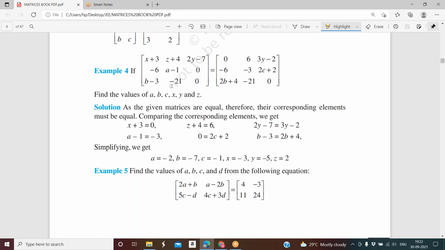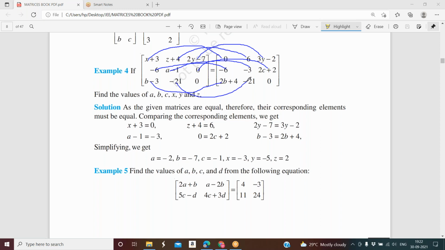We are going to find the unknown values. These two matrices are equal matrices. So I will write x plus 3 equal to 0. Since these two matrices are equal, A11 equals B11, A12 equals B12, A13 equals B13, A21 equals B21, A22 equals B22, A23 equals B23. Similarly, A31 equals B31, A32 equals B32, A33 equals B33.